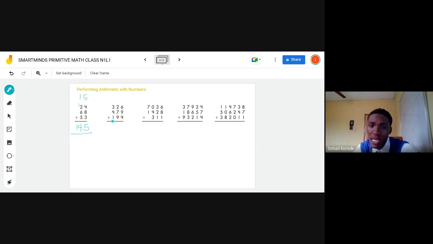326, 479, 194. So I want to add up the first column, which falls in the units side. So 6 plus 9 is 15. 15 plus 4 is 19. You can also decide to do 6 plus 4 first, which is 10. Then 10 plus 9 is still 19. So you write the unit 9, you keep the 1 to the next column.